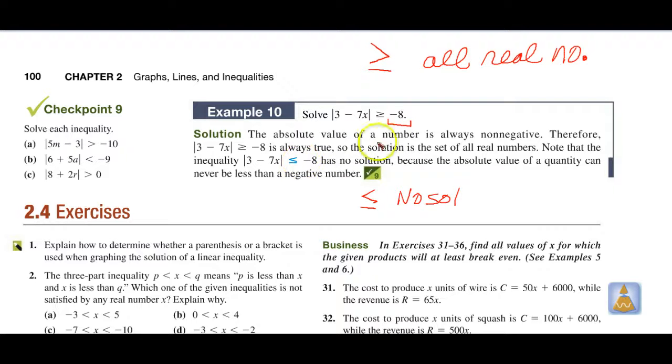So read this over. This is sort of a unique condition, because we said if we just had an absolute value equal to a negative something, that would be no solution. But if it's greater than or equal, it's all real numbers. But if it's less than or equal, it's no solution. And you'll be doing some practice, and good luck on your Chapter 2 test.